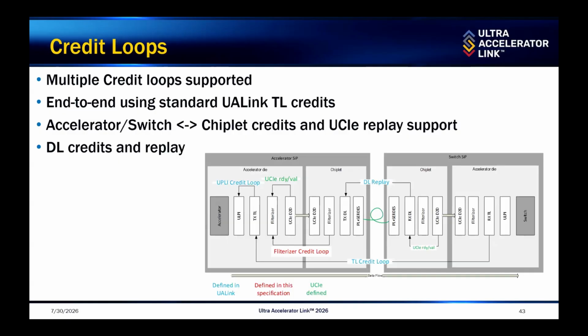So there's multiple credit loops that do that. I won't go into detail. The existing credit loop in UALink is basically at the TL level. So that one's still maintained, but we had to add a few more basically to cover those things I talked about. And if you look inside the specification, you'll see there's a lot of details about the calculations and what buffers are needed and delays and things like that.